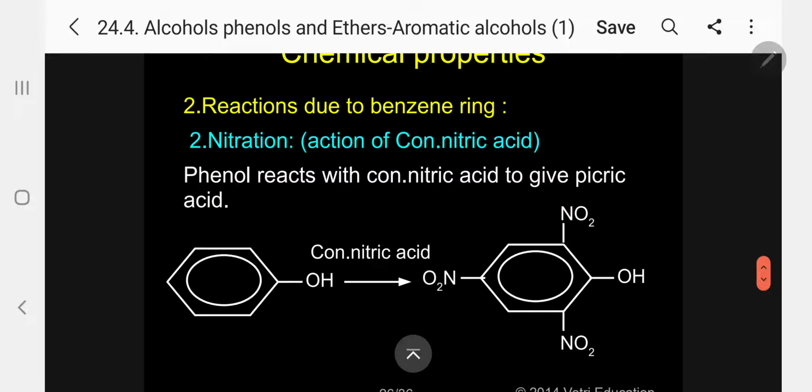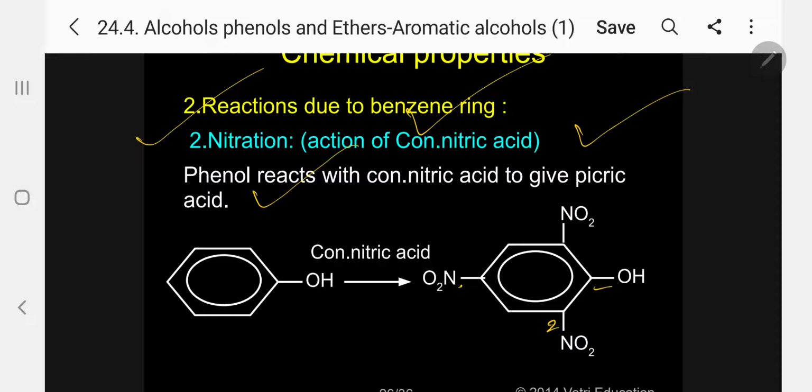This reaction is again nitration, but now it is the action of concentrated nitric acid. Nitration, but in this case concentrated. So what will happen here? Phenol reacts with nitric acid to give picric acid, that is, 2,4,6-trinitrophenol. This is called picric acid.